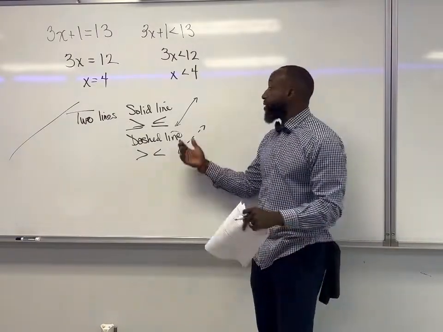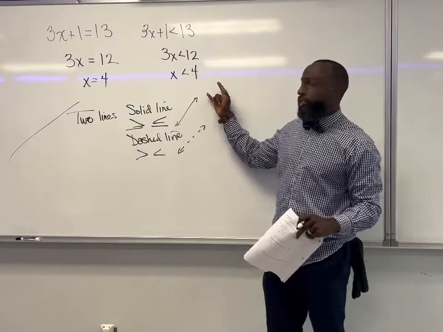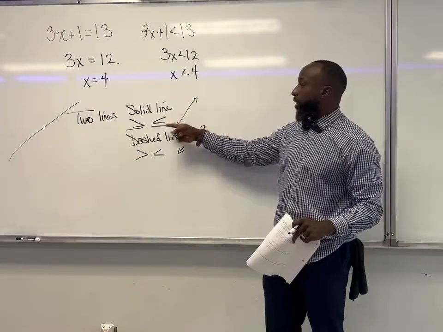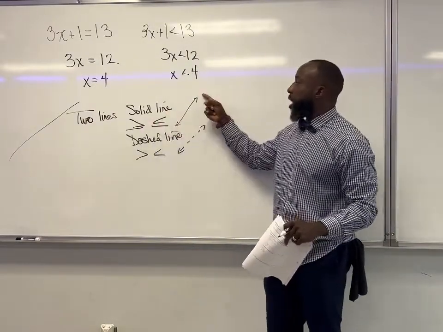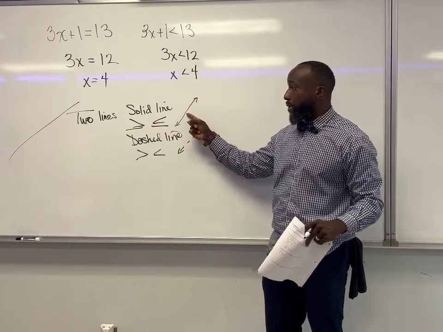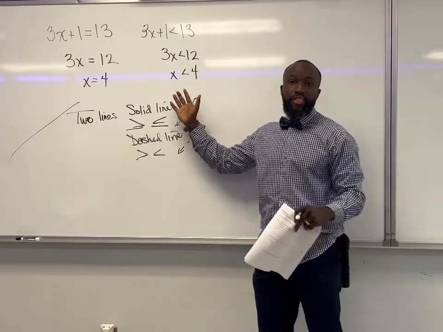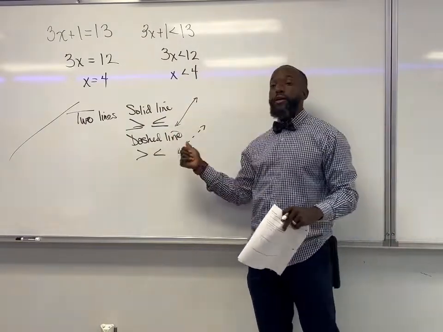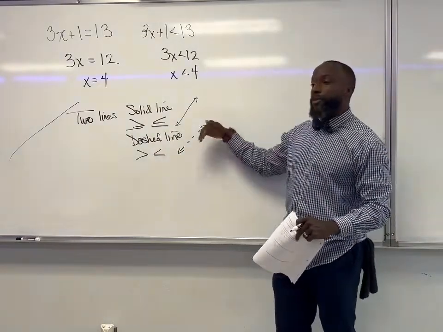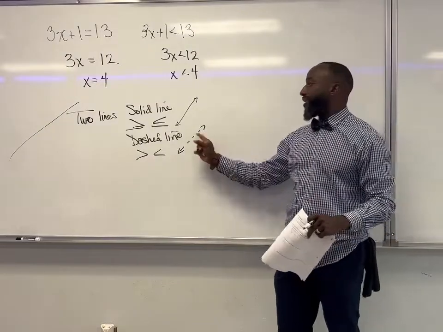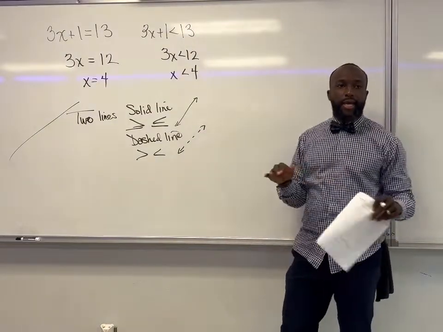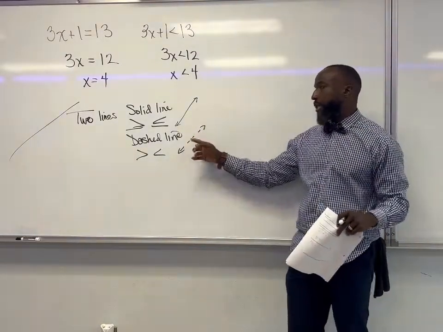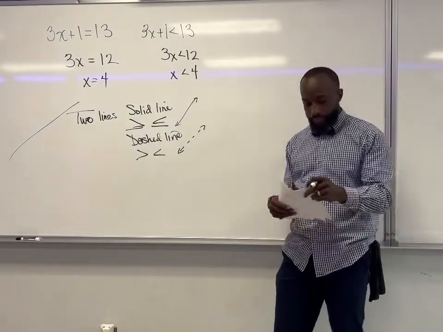And what that means is the solution set, if it's greater than or equal to, will be all of the points on this line plus the shaded region. But for greater than or less than, it would be all of the points underneath the line, not included. That's why it's dashed. Any point on this line is not a solution, okay?